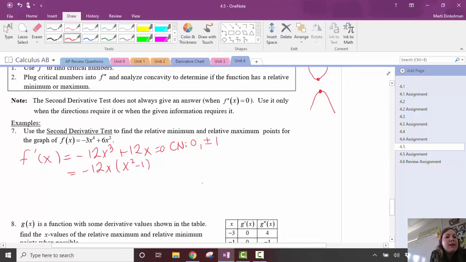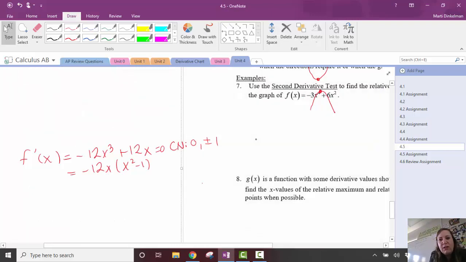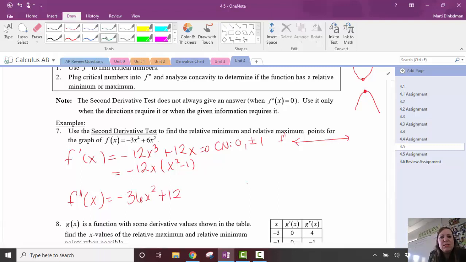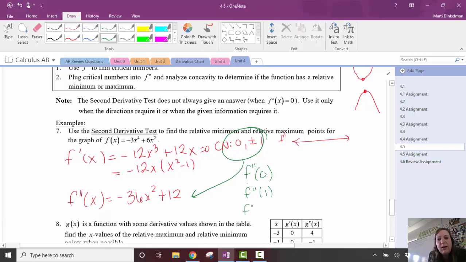So in this one, one option is to do this number line analysis like we did last lesson. That's one option. This is really the second option, and I will tell you as a student, I just didn't really love this option. So I'm going to take the second derivative, negative 36x squared plus 12. Now what I'm going to do is take these critical numbers and plug them into it and see what's happening. So I'm going to get the second derivative at 0 and at 1 and at negative 1.